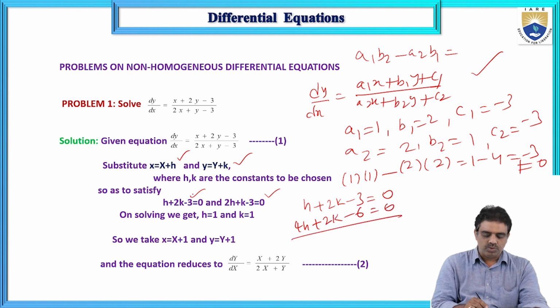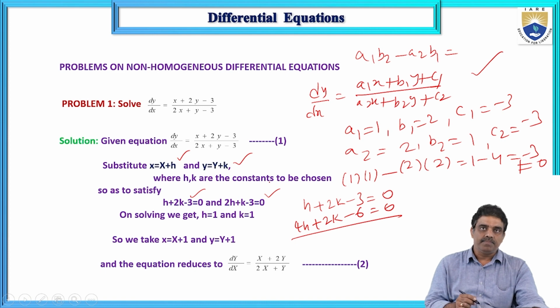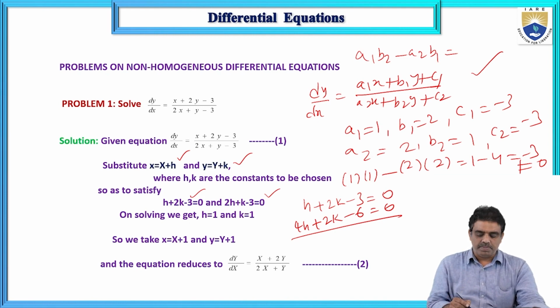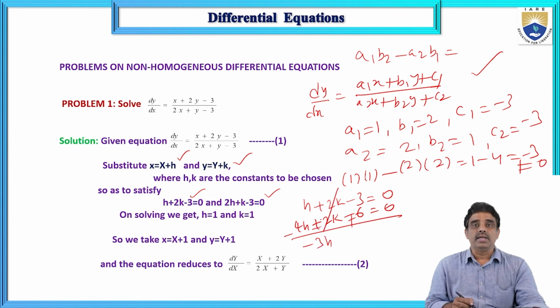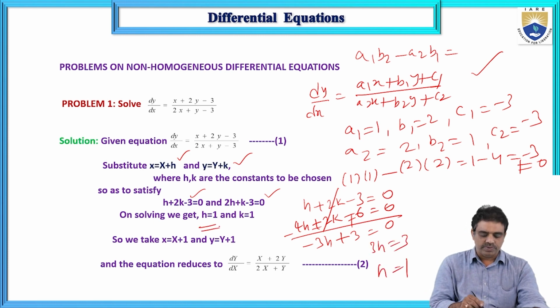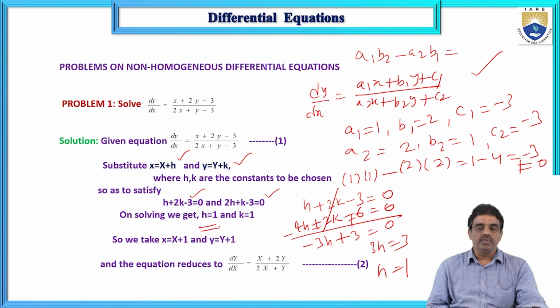So I'm solving the two equations for h and k. If you know h and k, your substitution will be confirmed: small x is equal to capital X plus h and small y is equal to capital Y plus k. So on subtracting, we get minus 3h, and 2k will get cancelled, and this is plus 3 is equal to 0, or 3h is equal to 3, h is equal to 1. So that is our h value. h is equal to 1.